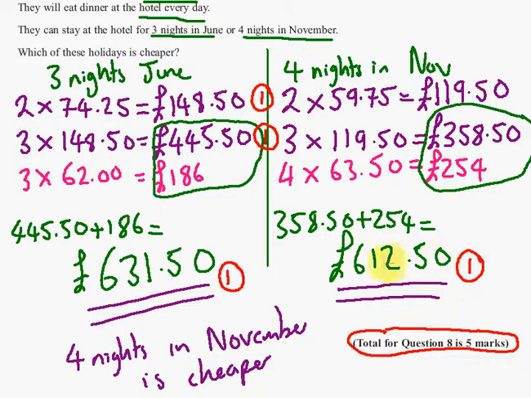And the last mark comes from answering the question if you've got your working out to back it up. Okay, so 4 nights in November is cheaper. I've got all my working out, my total prices here, and I've got 4 nights in November here to show that this price is for 4 nights in November, and £631.50 belongs to the 3 nights in June. Okay, so that's how you get your 5 marks, and that's it.